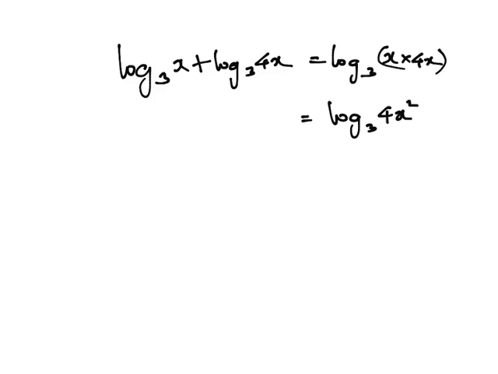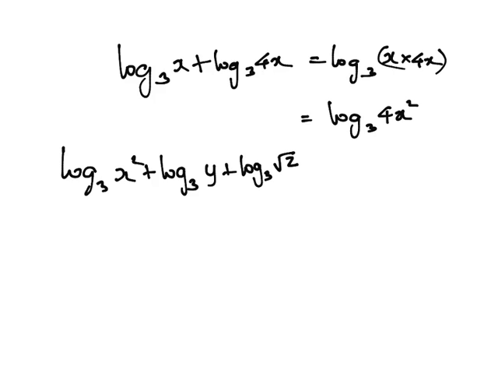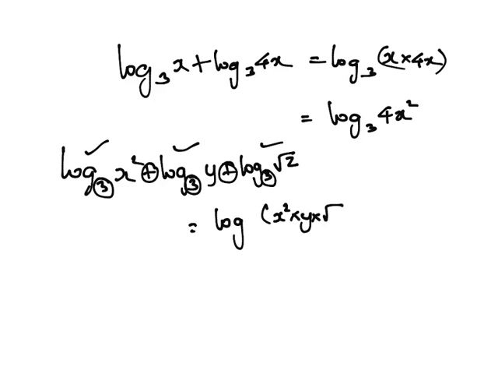So let us see one more example. Say log x squared to the base 3 plus log y to the base 3 plus log root z to the base 3. Then you can see all these logarithms have the same base and they are in addition. So I can write it as a single log with multiplication: log of x squared into y into root z to the base 3. Okay, so this is the product law.